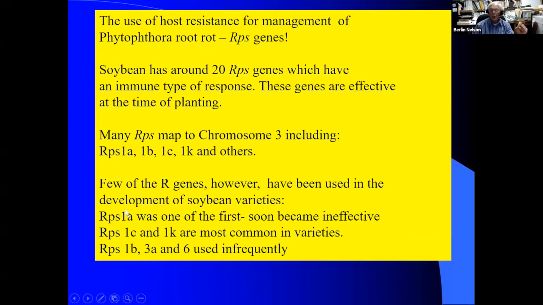One of the first genes that was deployed was 1A, and it very quickly became ineffective because of the development of pathotypes that would attack it. When I came here in 1980, there were cultivars that had 1A, and they very quickly were ineffective.